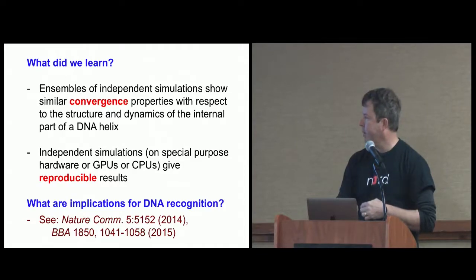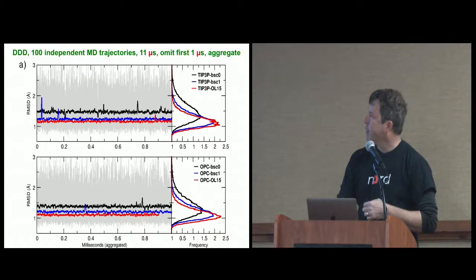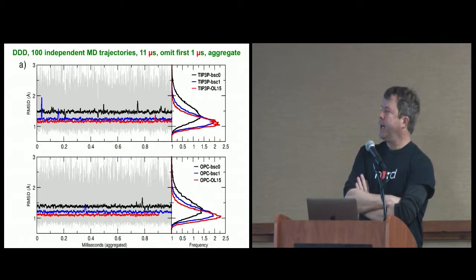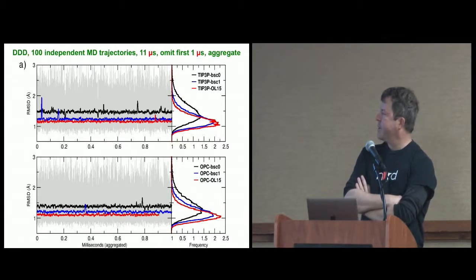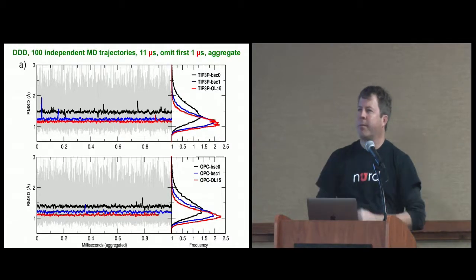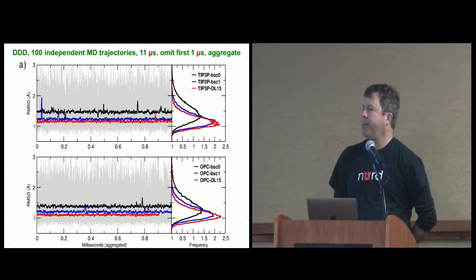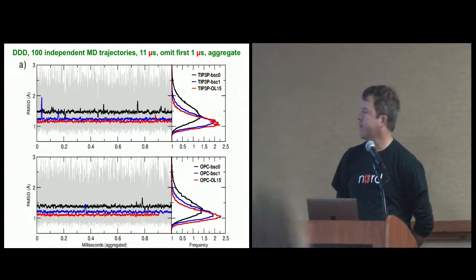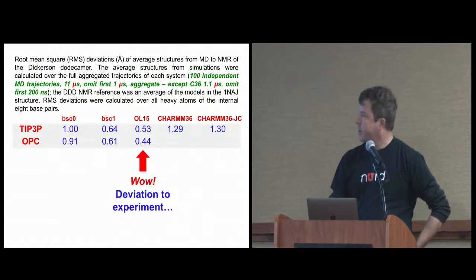And I've talked about the implications for DNA recognition in the past. I don't want to talk about it today. I just want to show some slides I showed last year on how well the force fields can reproduce DNA structure. The red and blue lines are average RMS deviations away from average NMR structures for the Dickerson dodecamer. They represent the Barcelona 1 force field, BSC1, and also the OL15 force field from the Czech group. And they're amazingly close to the experimental structure.